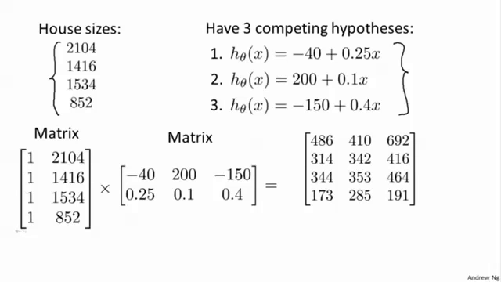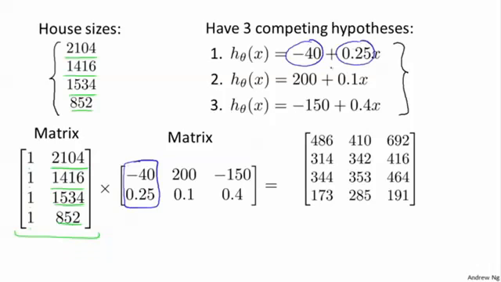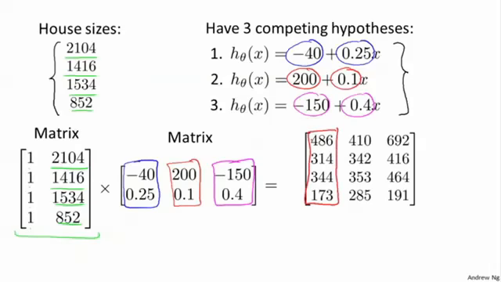So here on the left is my usual matrix, same as from the last video, where these values are my housing prices, and I've put ones here on the left as well. And what I'm going to do is construct another matrix where the first column is this minus 40 and 0.25, and the second column is this 200, 0.1, and so on. Okay?